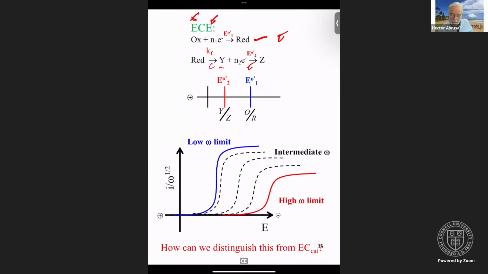Now, in this case, the first electron transfer is negative of the second. And so, as we mentioned earlier, once we generate red, when it reacts to give you Y, at these potentials, Y has enormous overpotential to be reduced to Z. So any Y that we generate here will be immediately reduced to Z.